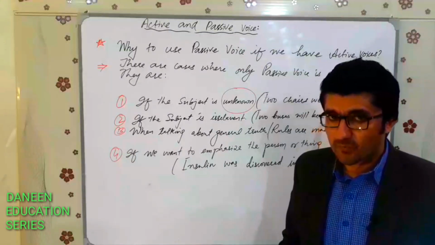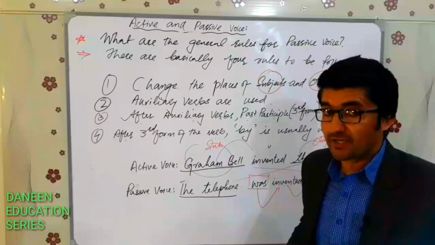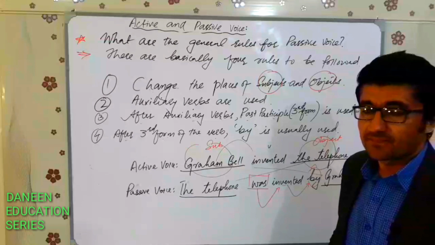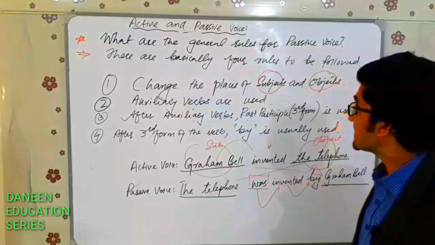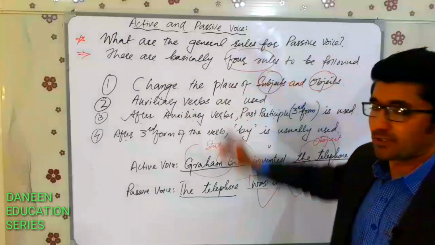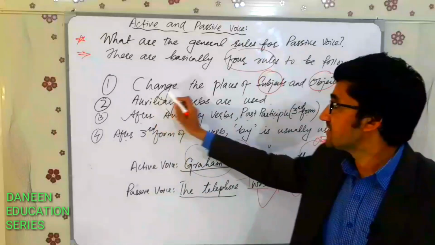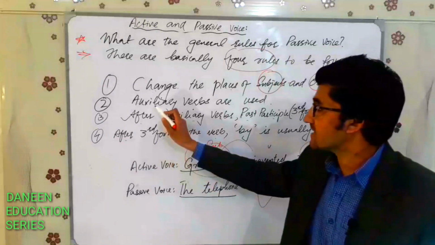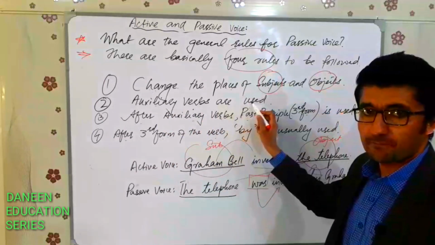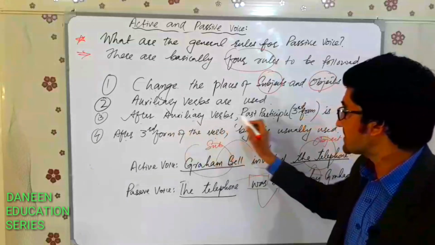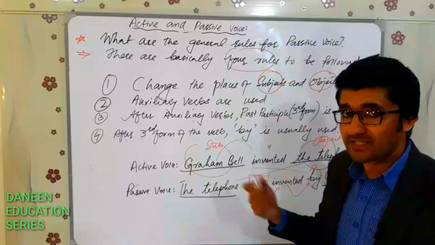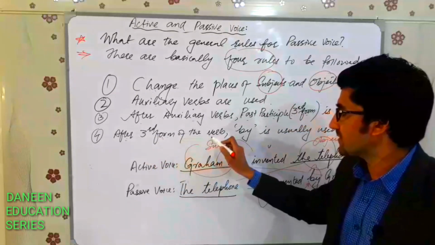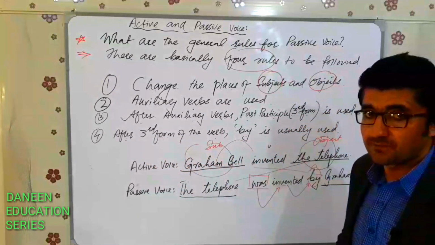Let's talk about some more points. The next important point is, what are the general rules for passive voices? The answer to this question is, there are basically 4 rules to be followed. Number 1, change the places of subjects and objects. Number 2, auxiliary verbs are used. Number 3, after auxiliary verbs, past participle is used. Past participle means third form of the verb. Number 4, after third form of the verb, by is usually used.